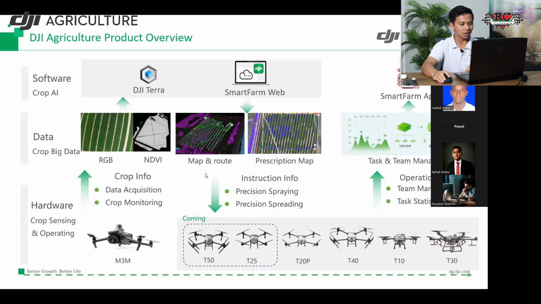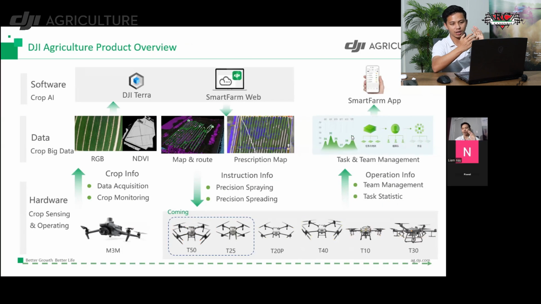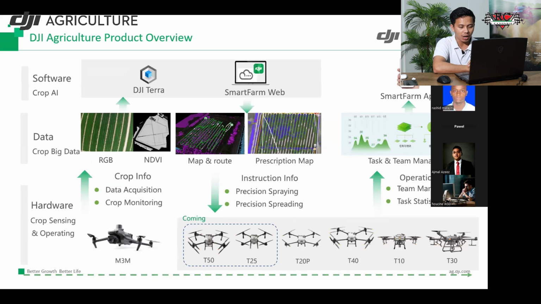So before I start with M3M, you may check the agriculture drone series like T10, T20 to T25 and T15. You may have one of these drones if you are running a drone business. So with this drone, you go to the smartphone app, and then you can check all the data. This is the current workflow for all agriculture drone owners and the user habit.